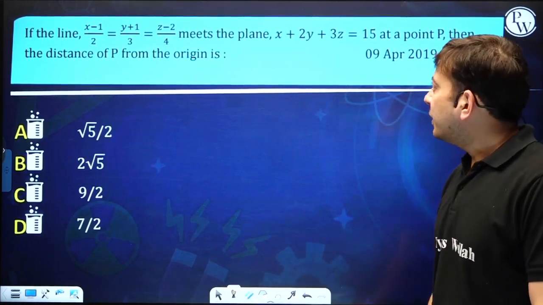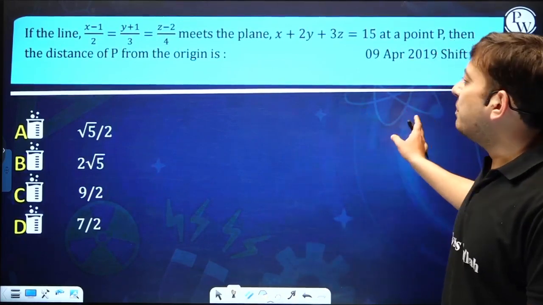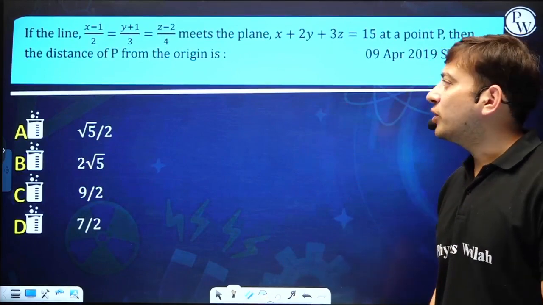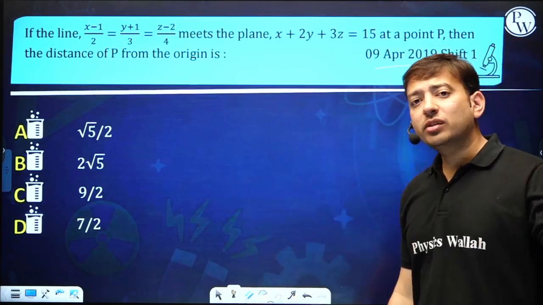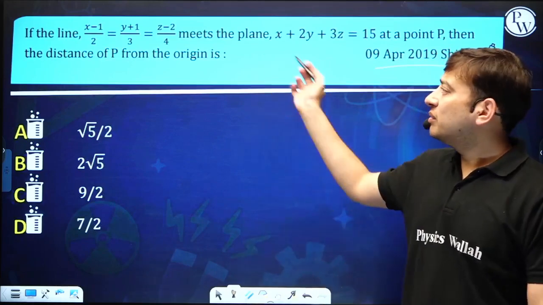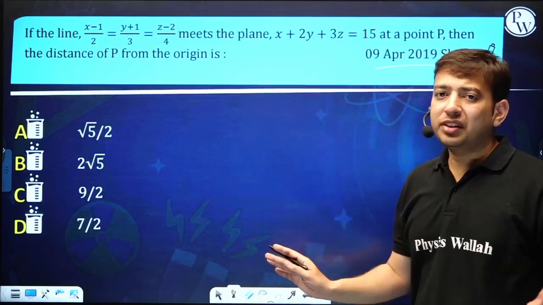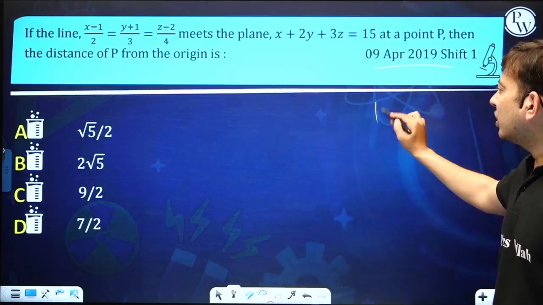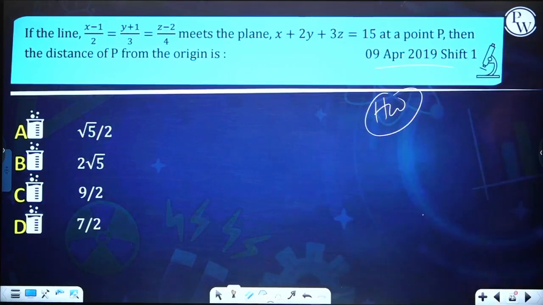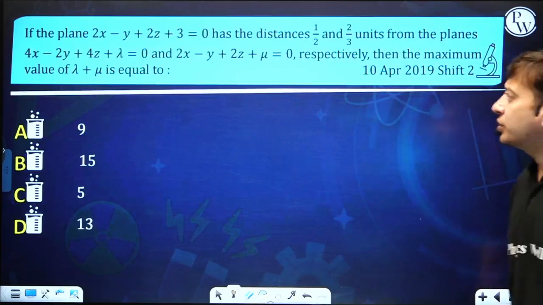If the line meets the plane at a point P, then the distance of P from the origin. Again, sir, intersection in 19, in 20 also, in 21 also. Same kind, sir. Nothing different. No difference at all. You can solve this. Okay, let's move to the next question.